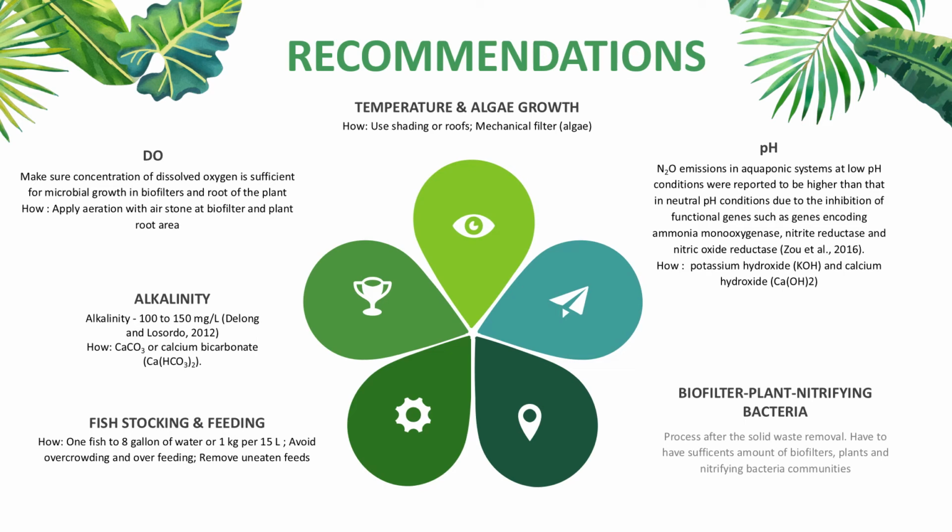Second is the alkalinity. It has to be around 100 to 150 milligram per liter, and we are using calcium carbonate or calcium bicarbonate. For the fish stocking and feeding, it follows the rule of thumb of 1 fish to 8 gallons of water, or 1 kilo of fish per 15 liters of water. And we have to avoid overcrowding and overfeeding, and also we have to remove the uneaten feeds. For the temperature and algae growth, we can use shading or a roof, while a mechanical filter is also used to remove the algae growth.